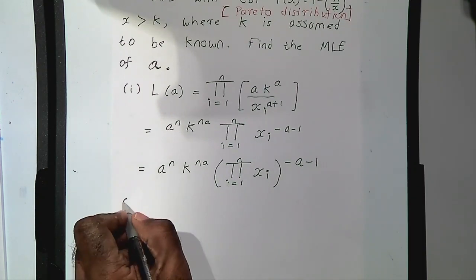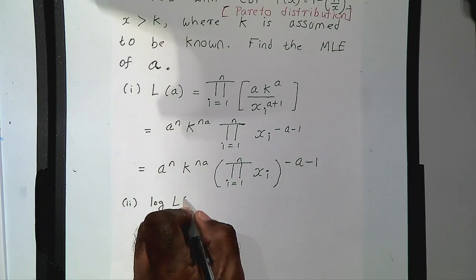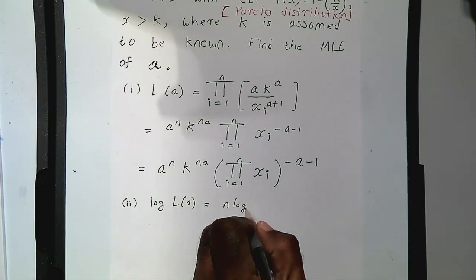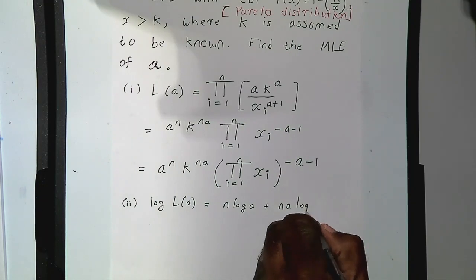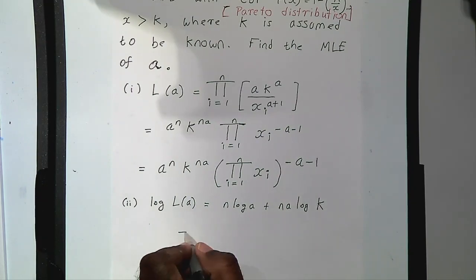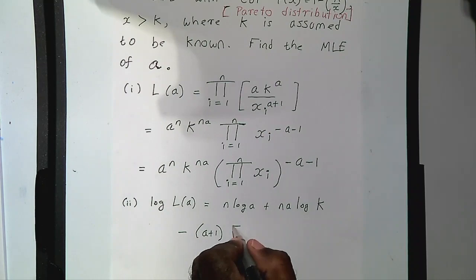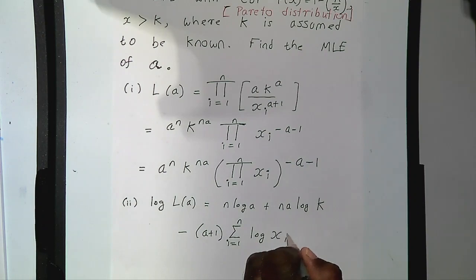Step 2 is to take the log. So you get n log A. Now remember, the log of a product is the sum of the logs. That's an identity I gave you on Monday this week. Right?